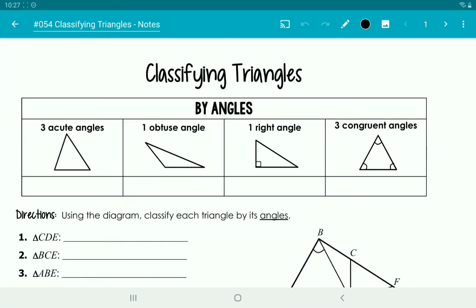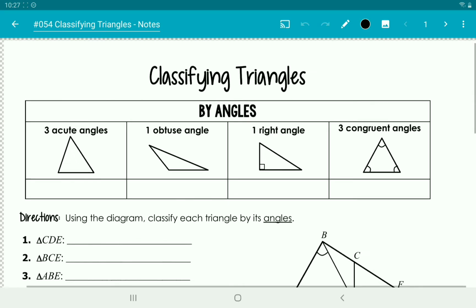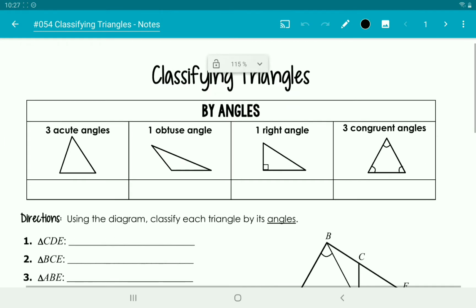Hey guys! So today we're going to be moving on from parallel and perpendicular lines, and we're going to be moving on to triangles. So first off, we're going to look at different ways to classify triangles. We can classify triangles first off by their angles.